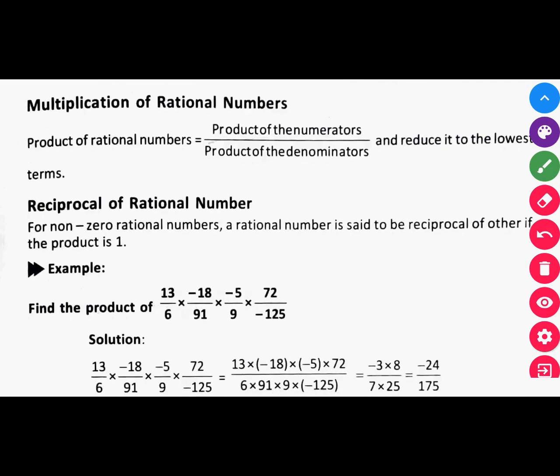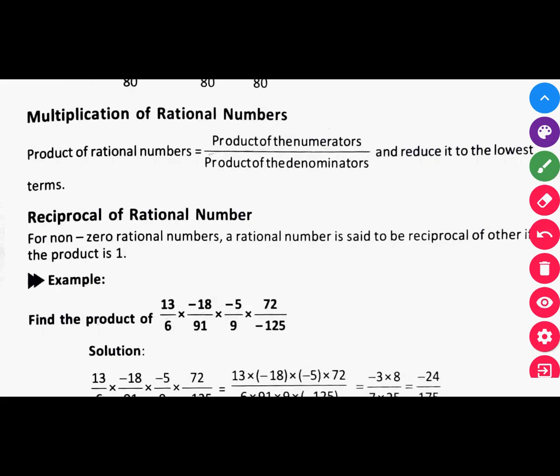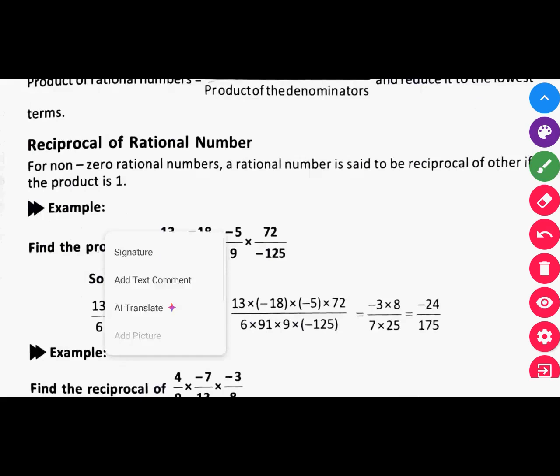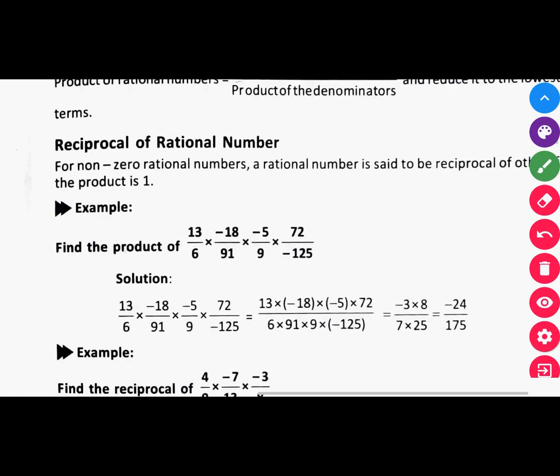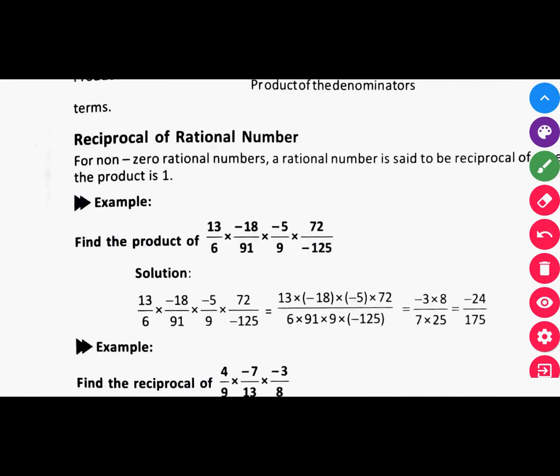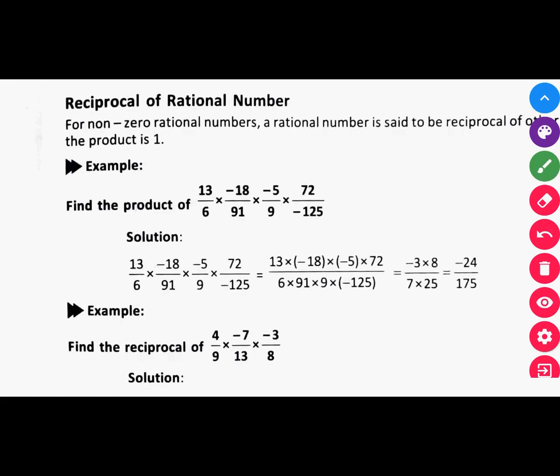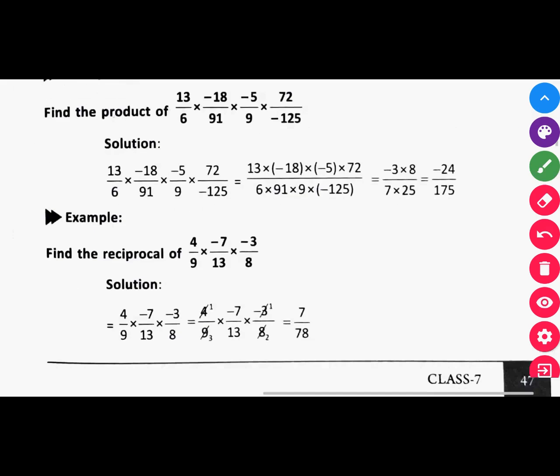Multiplication: product of numerators and product of denominators we have to do, and reduce it to lowest form. Reciprocal of the rational number. Now for non-zero numbers, a rational number is said to be the reciprocal of the other if the product is 1. Means what? First we have to find the product of it. Multiply the numerators, multiply the denominators, we can find the product. Now we have to find the reciprocal.